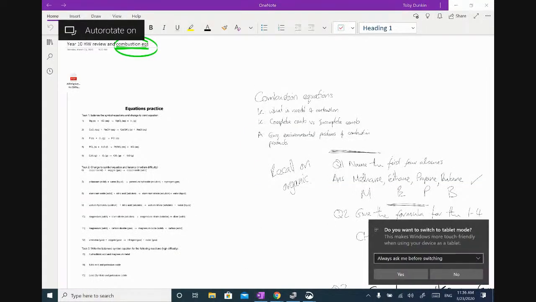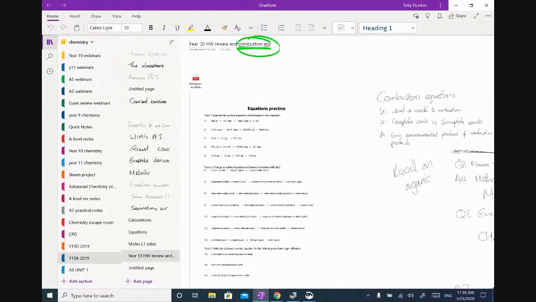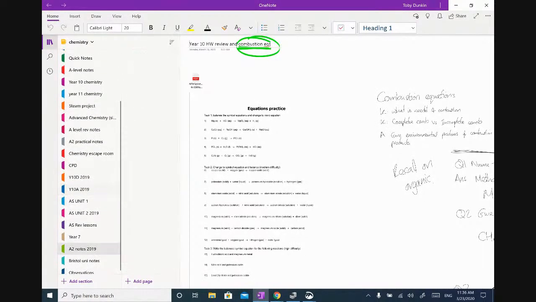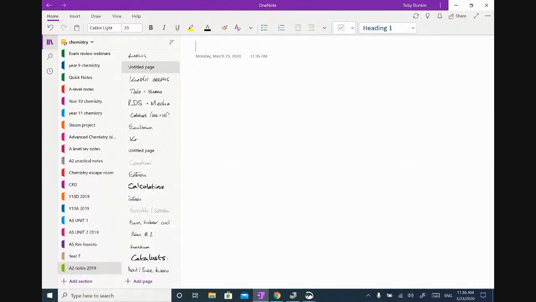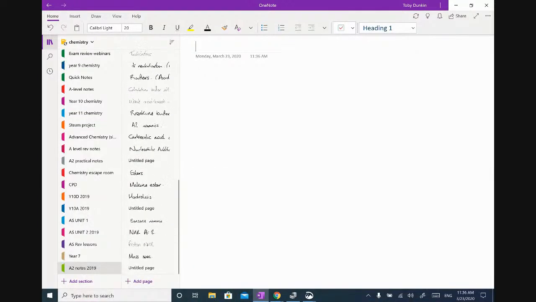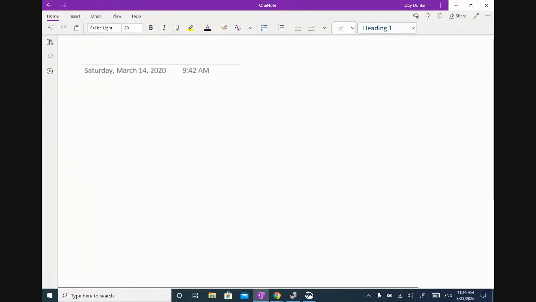Right. Okay. So today's lesson, A2 notes. Don't really want it to be up there. Prefer it to be down here. There we go, that'll do. I'll pick it up here. Okay, so today we're going to be covering.